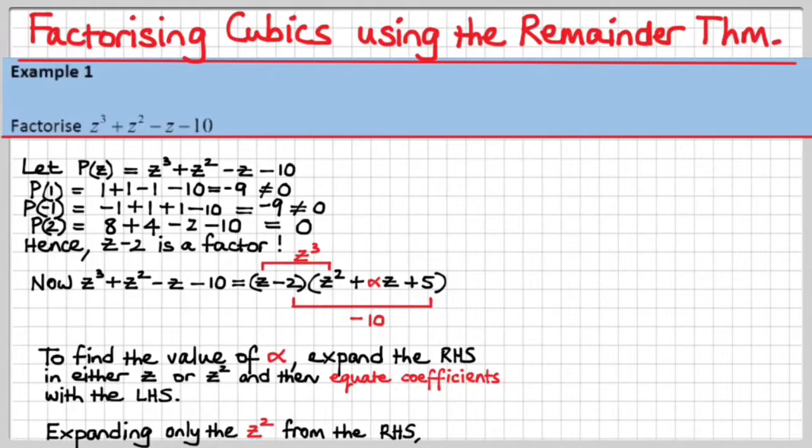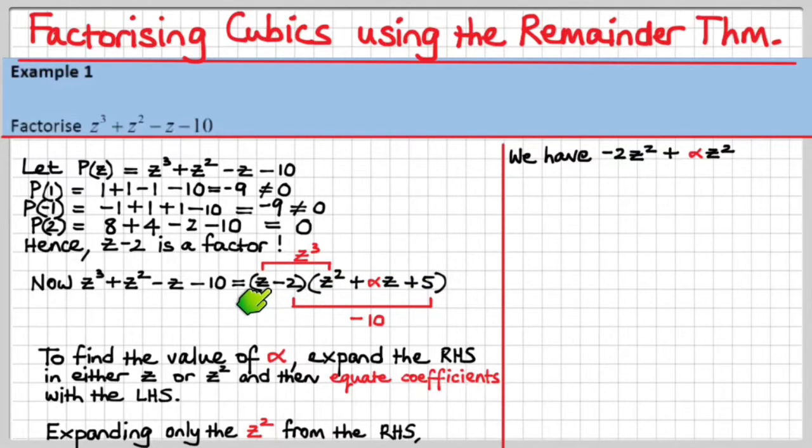So let's expand, for this example, only the z squared terms from the right-hand side. Now, this is what we get. Now, I'll show you how we got that. Each of these terms in the leading bracket multiplied by one of those terms will get you a z squared term. Now, I'll show you.